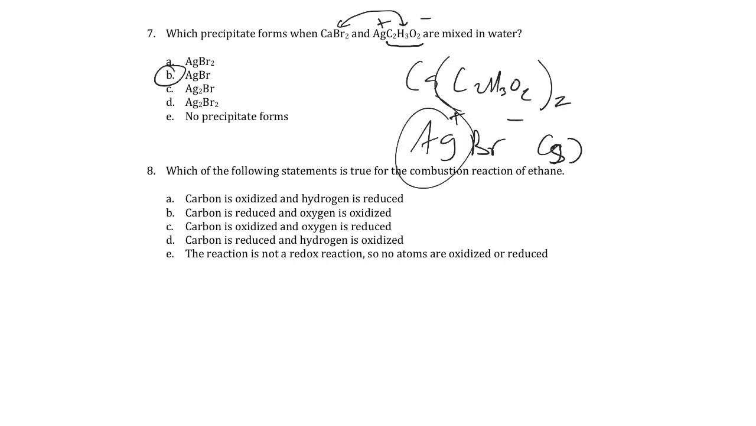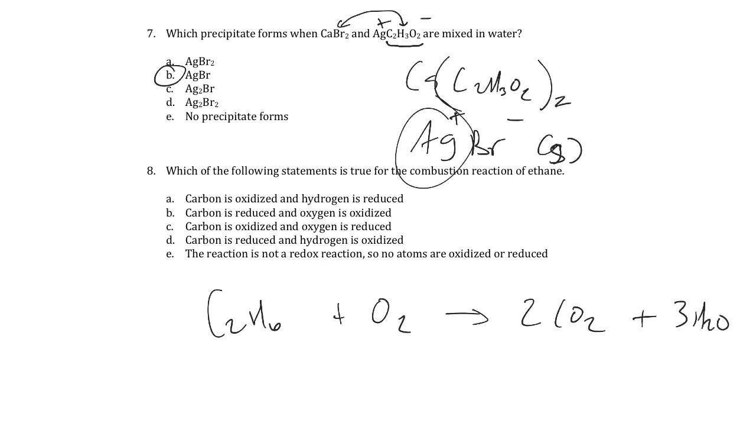And then finally, number 8, which of the following is true for the combustion reaction of ethane? C2H6 plus O2 goes to 2CO2 plus 3H2O. I'm going to leave this as a fraction because that doesn't quite matter for the problem, but that will be 7 O, so I need 7 halves O2.